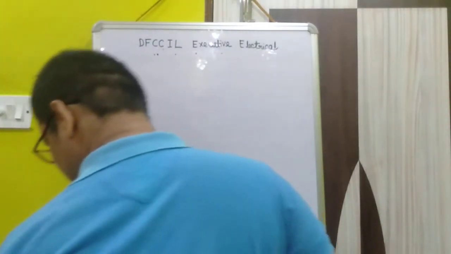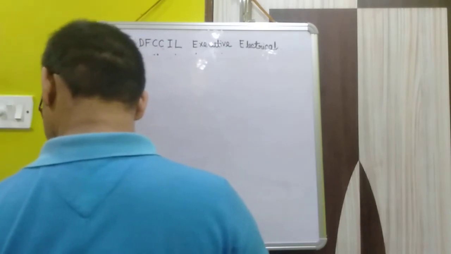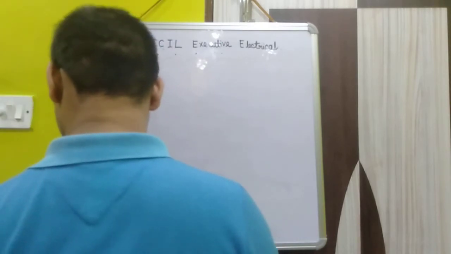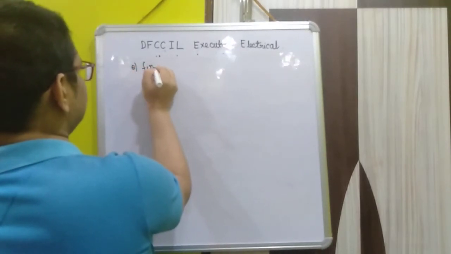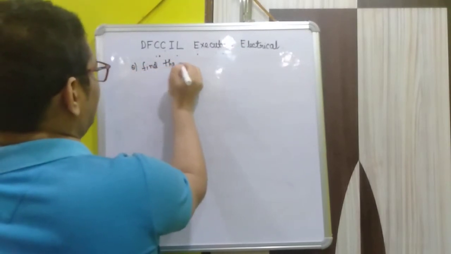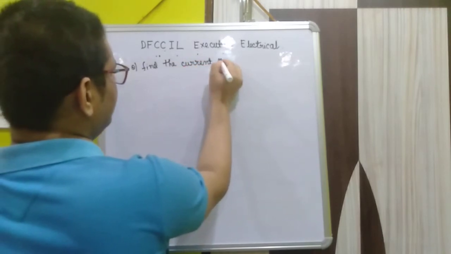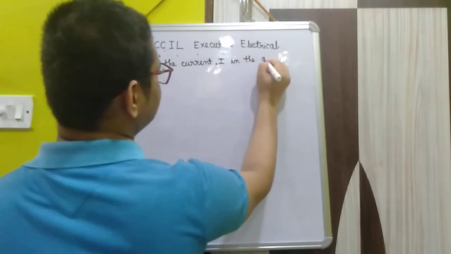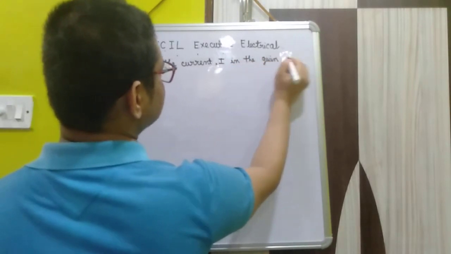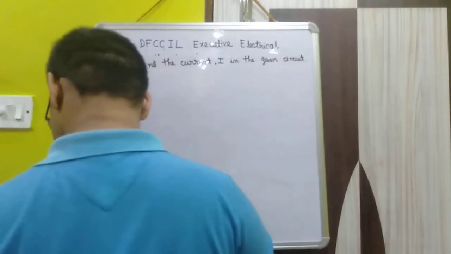So now we are going to take another example, that is another circuit analysis. We have to calculate the current I. Find the current I in the given circuit.